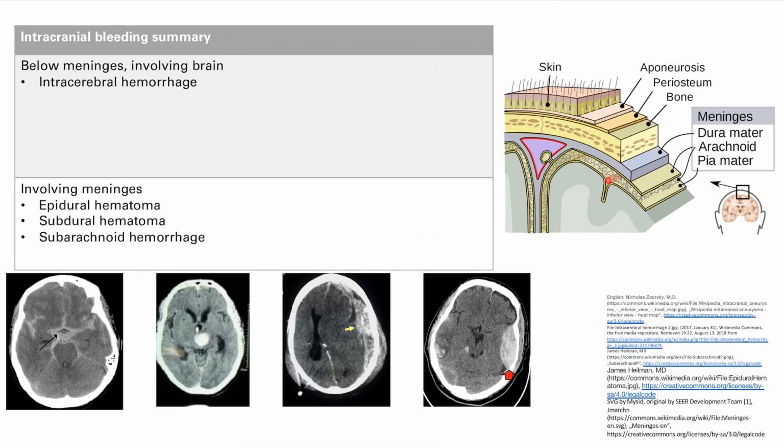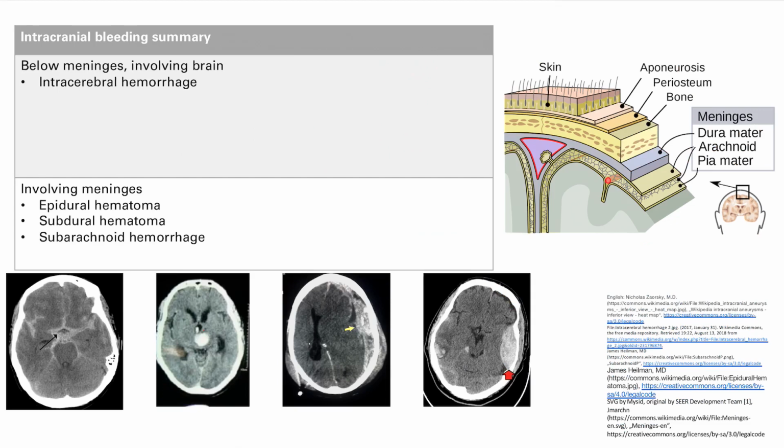Alright, so now we can summarize our intracranial bleeding. Remember, we had some bleeding, the hemorrhagic strokes that can cause focal neurological deficits, including the intracerebral hemorrhage and subarachnoid hemorrhage. And then we also have these traumatic hematomas that cause bleeding as well. So this is a nice summary of all our intracranial bleeding.